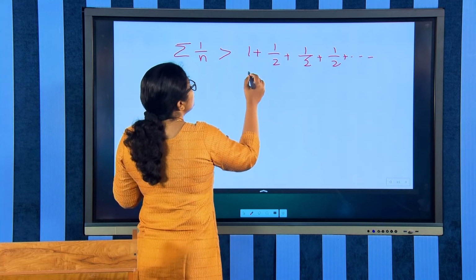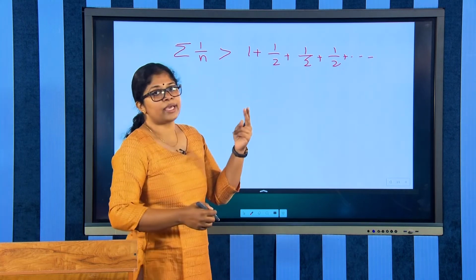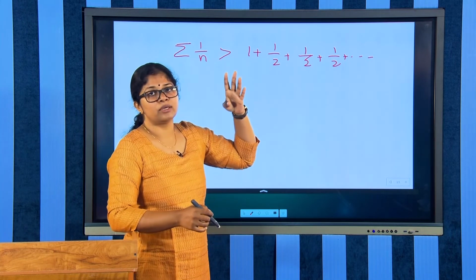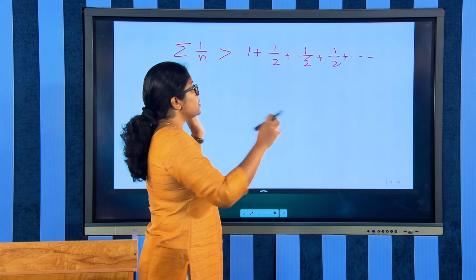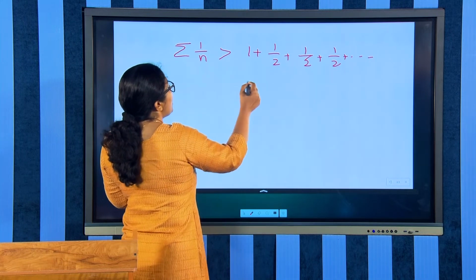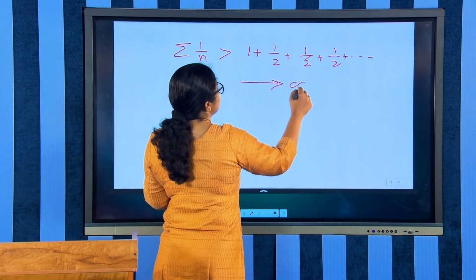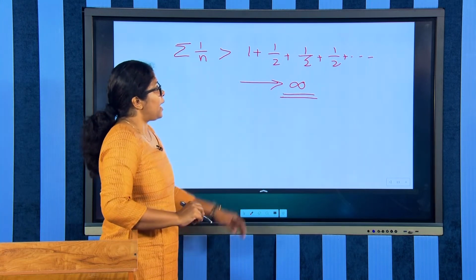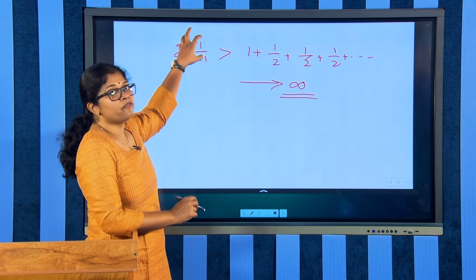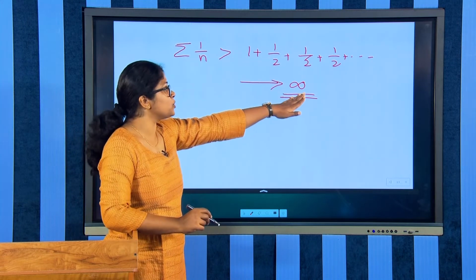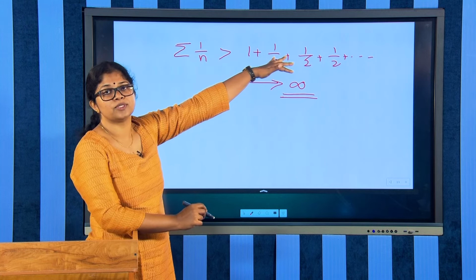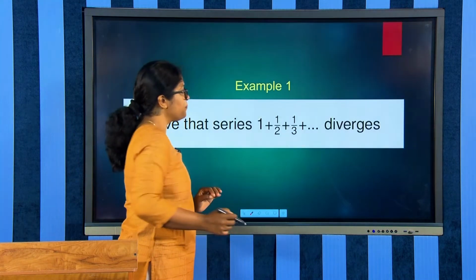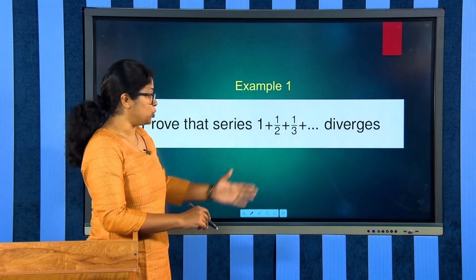So, 2 1 by 2's add to get 1. So 4 1 by 2's add to get 2, and likewise an infinite number of 1 by 2's adds to get infinity. So this goes to infinity. And obviously this series, which is much larger than a series which goes to infinity, also goes to infinity. And this is the reason why we say that this series diverges.